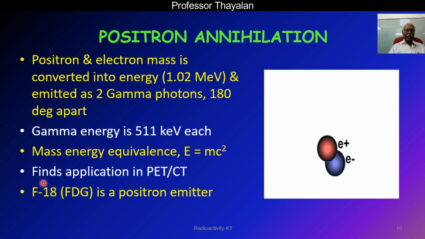Basically, fluorine 18 fluorodeoxyglucose is used as a positron emitter most commonly.